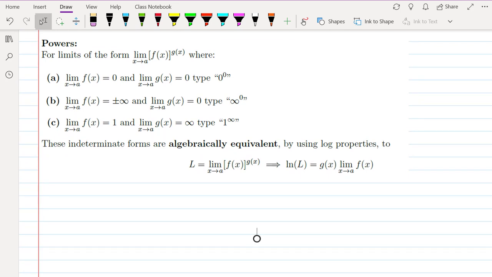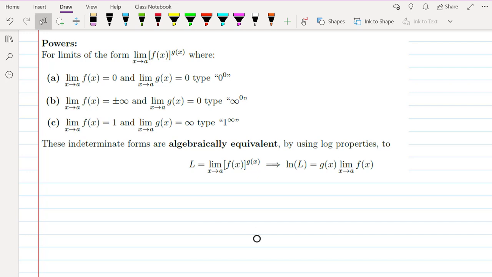So for limits of the form limit as x goes to a of f of x raised to the g of x, we have the following: the limit as x goes to a of f of x is 0, and the limit as x goes to a of g of x is 0. This is type 0 to the 0. We have where f of x goes to positive or negative infinity, and g of x goes to 0. We have type infinity to the 0. And our last one, type C, is where f of x goes to 1 and g of x goes to infinity, and we have type 1 raised to the infinity.